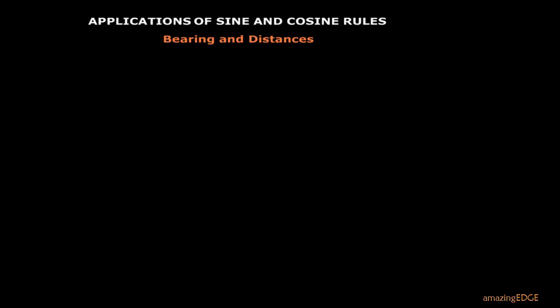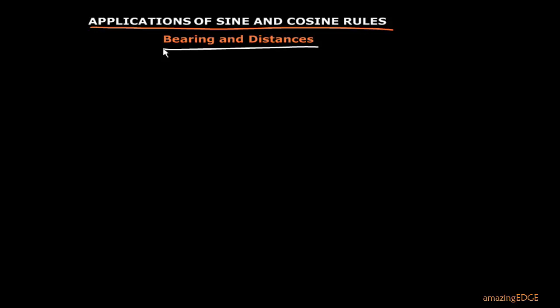In the previous videos, we have talked about sine and cosine rules. So this time around, we want to see where they can be applied. So we should be talking about the applications of sine and cosine rules. And one place that can't be visibly seen is in bearing and distances. So we'll be looking at bearing.